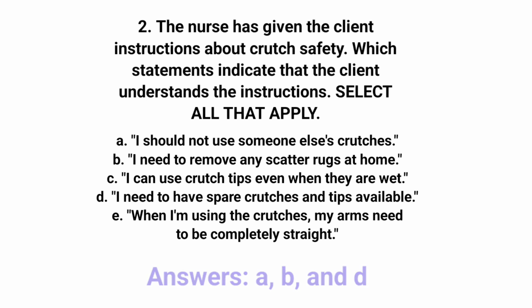Correct answers are A, B, and D. I should not use someone else's crutches. I need to remove any scatter rugs at home, and I need to have spare crutches and tips available.